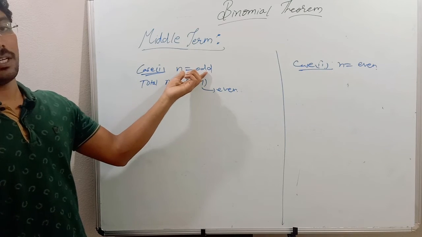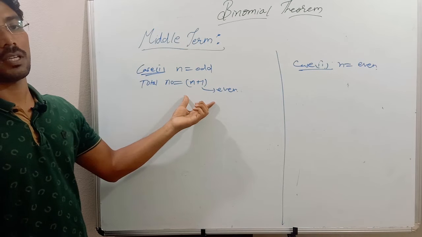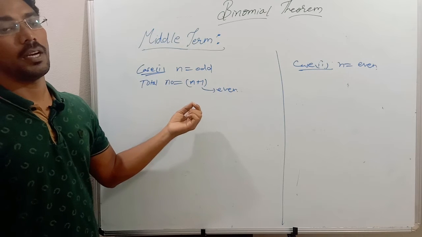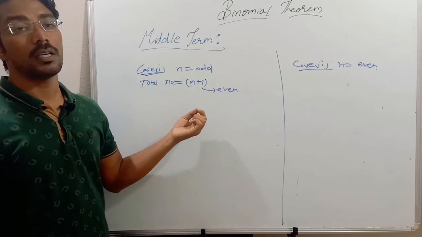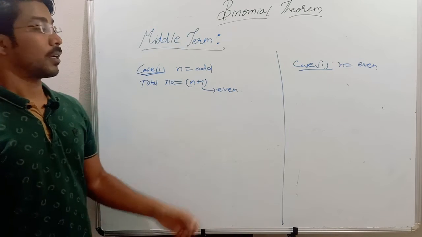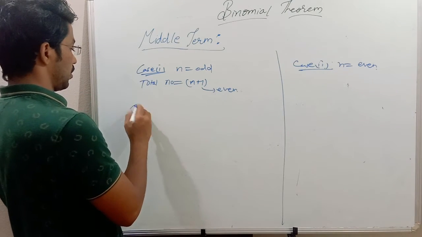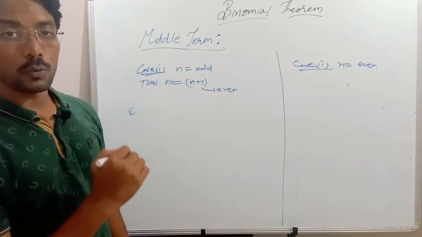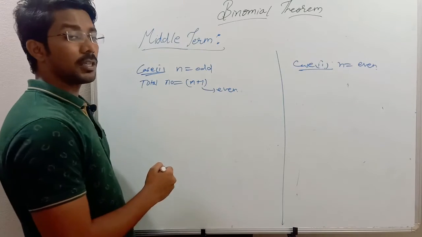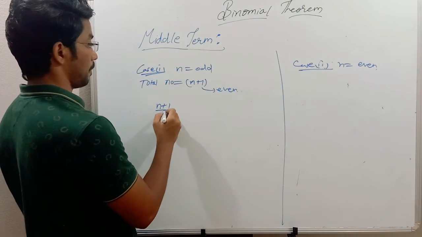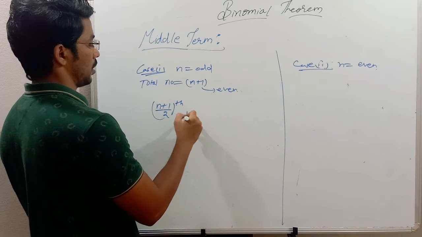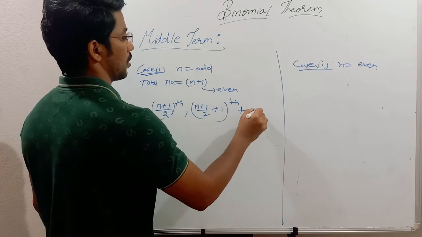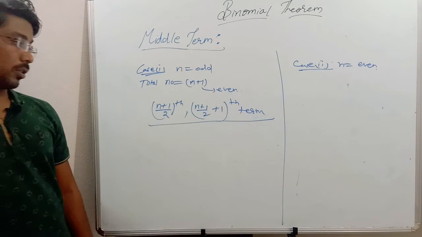So whenever the index is odd, we get the total number of terms as even. For example, let us say we got 10 terms in the expansion. The number 10 is an even number, so the middle terms will be the 5th and 6th. So then the middle terms will be two terms. What are the middle two terms? The (n+1)/2 term and the (n+1)/2 + 1 term are the middle two terms.